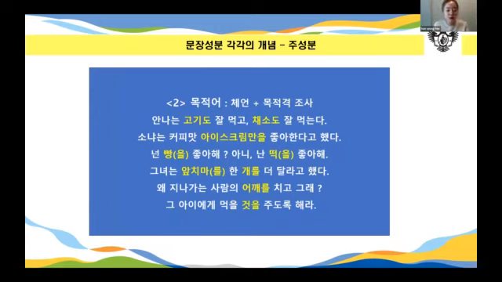About the object, 목적어. Objects are formed by combining a noun, 체언, plus objective particles, 을/를. That's the basic form. Let's read the example sentences together first. 안나는 고기도 잘 먹고 채소도 잘 먹는다. 소냐는 커피 맛 아이스크림만을 좋아한다고 했다. 넌 빵을 좋아해? 아니, 난 떡을 좋아해. 넌 빵 좋아해? 아니, 난 떡 좋아해. 그녀는 앞치마를 1개를 더 달라고 했다. 그녀는 앞치마 1개를 더 달라고 했다.